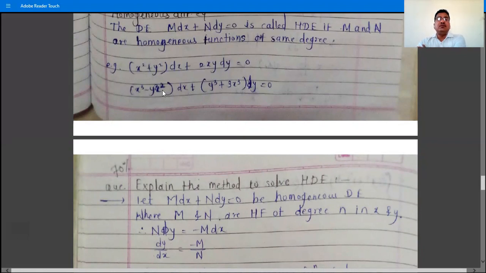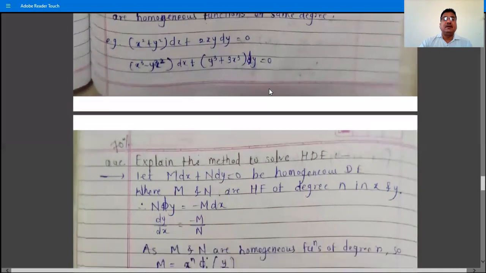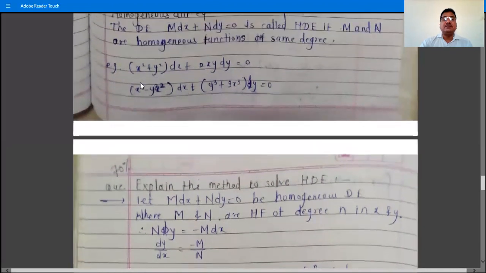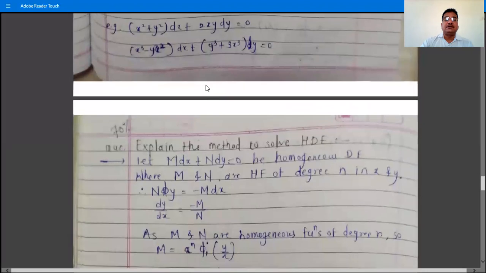Next is (x cube minus y x square) dx plus (y cube plus 3x cube) dy is equal to 0. This is again a homogeneous differential equation because x cube minus y x square is a homogeneous function of degree 3, while N, which is y cube plus 3x cube, is again a homogeneous function of degree 3. Therefore this M dx plus N dy is equal to 0 is a homogeneous differential equation.